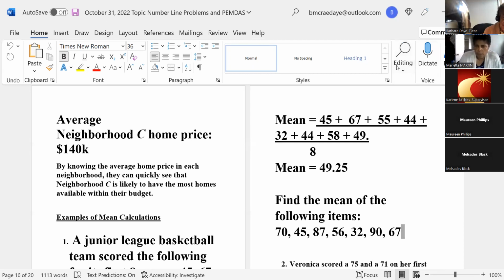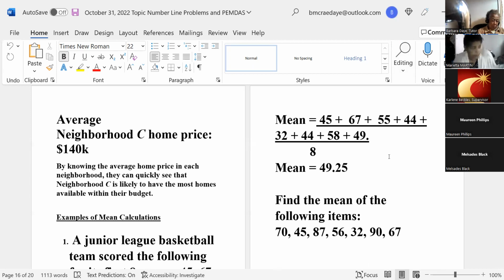So find the mean of those items and tell me what you get. I want everybody to do that one. Everyone do that. Find the mean of those items. 70. Now remember, you don't have to put them in order. You could just add them up just the way they are.